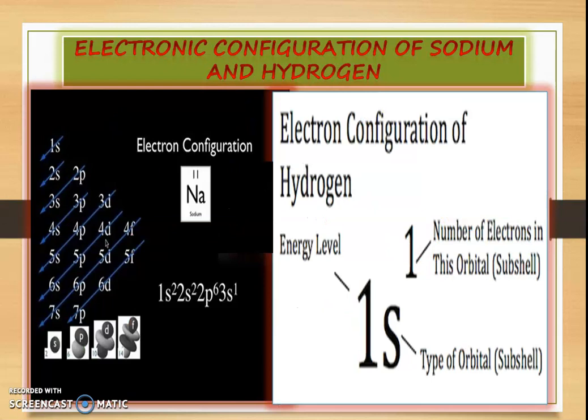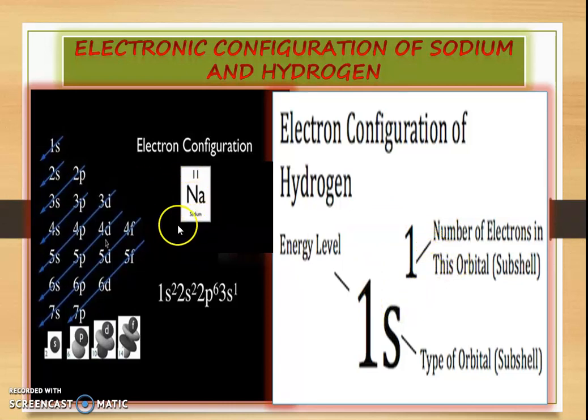Now here is an example of the electronic configuration of sodium and hydrogen. We will first start from the basic atom, that is hydrogen. As you know, hydrogen has the atomic number of 1. So we need to follow this order. We have taken the first shell, that is 1s. As it contains 1 electron, we write the electronic configuration of hydrogen as 1s1. Here again the 1 shows the energy level, s shows the type of subshell, and 1 shows the number of electrons present in the subshell.